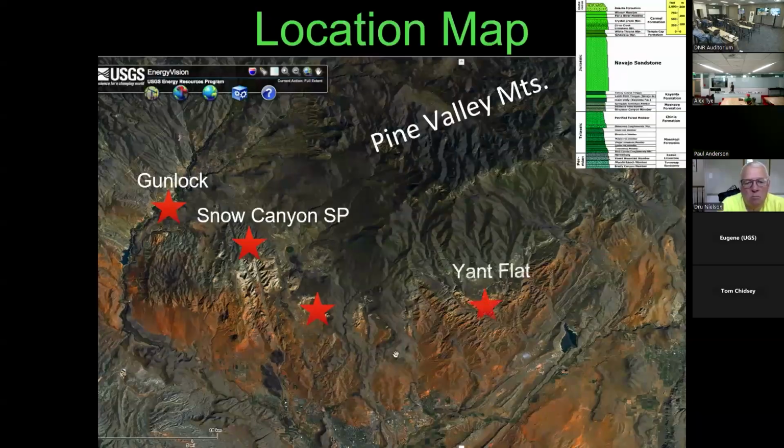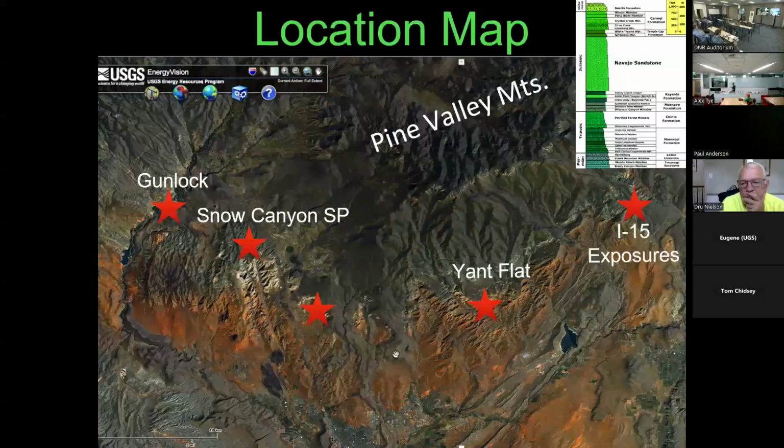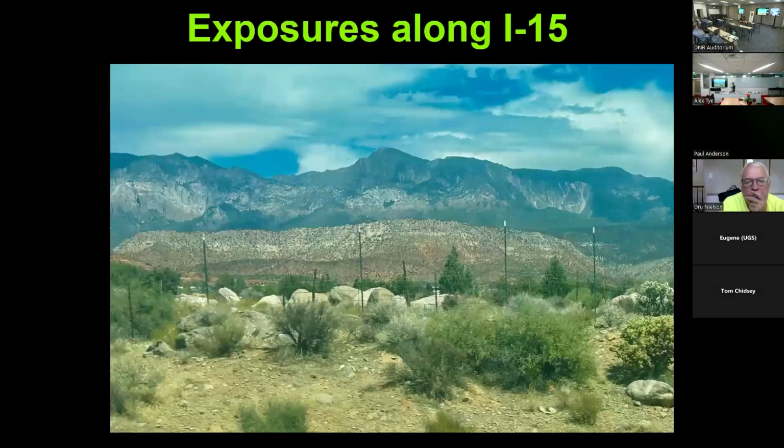Come over here to Yant Flat. You've all been out to Yant, right? Plenty of signs of fluid flow running through this sandstone. It's not concordant with bedding, but nevertheless, you see evidence of fluid flow there. And then if you go up I-15 and look at exposure to the Navajo, see how this is all white sandstone sitting up here. It's highly fractured as well.